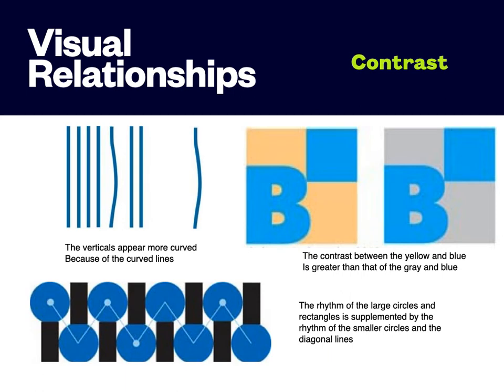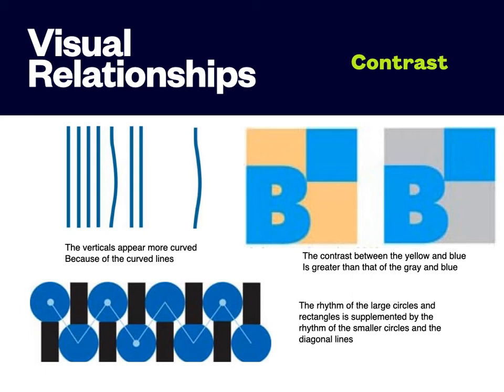Let's look at the example on the upper left, the one with the straight lines and the curved one in the middle. The vertical appears to be more curved because of the curved line in the middle, therefore creating a tension in that image and a different type of contrast than we're normally thinking about. The other two examples are a little bit more straightforward in the fact that contrast is in like the colors.